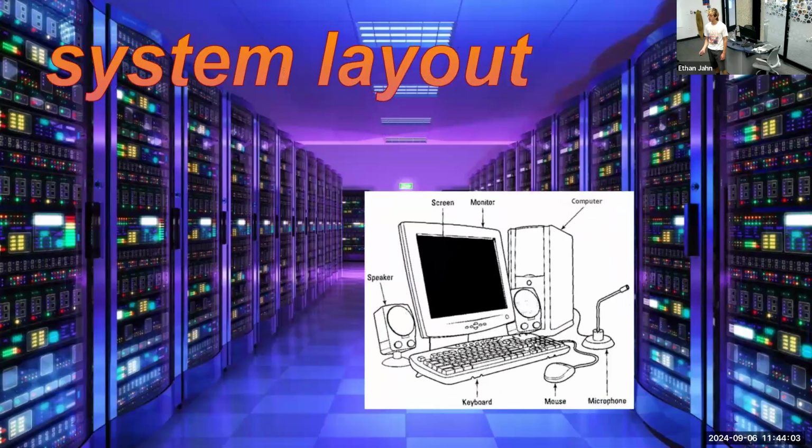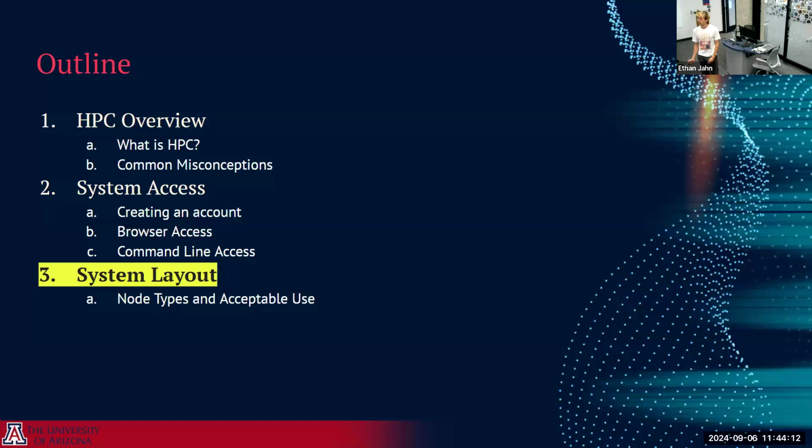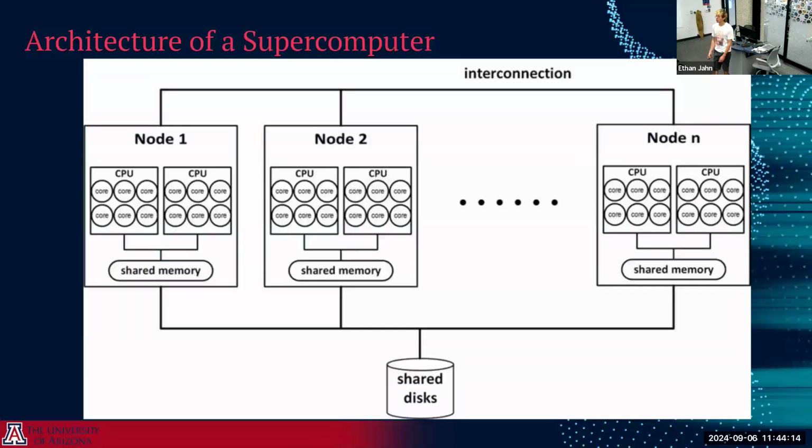I'm going to skip past this and get into the system layout. So now we're going to talk a little bit more about the node types and the architecture of the HPC. Here is a very general diagram of the architecture of a supercomputer. Pretty much every supercomputer works like this. Going from the very smallest thing to the largest thing, inside of the CPUs, there are things called cores.